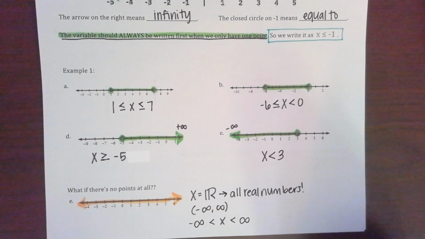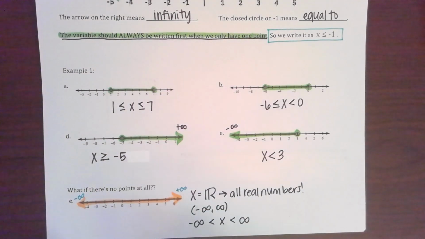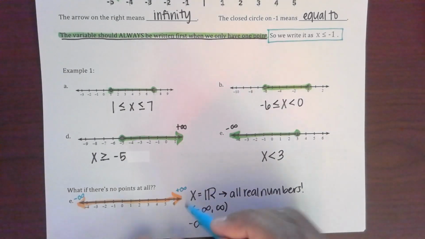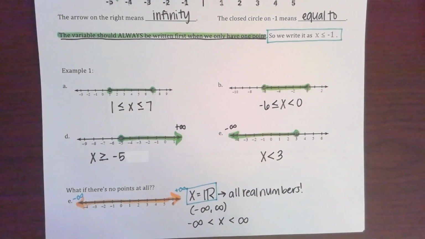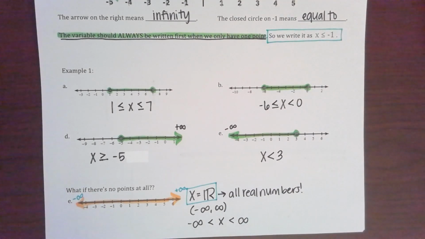Now our final example for this is, what if there are no points at all, meaning the entire line is highlighted? That means it's approaching both negative infinity and positive infinity, meaning all x values are being hit. So this is what we saw on bell work this morning. This can be written as x is an element of R. This is interval notation. This is inequality notation. Okay.